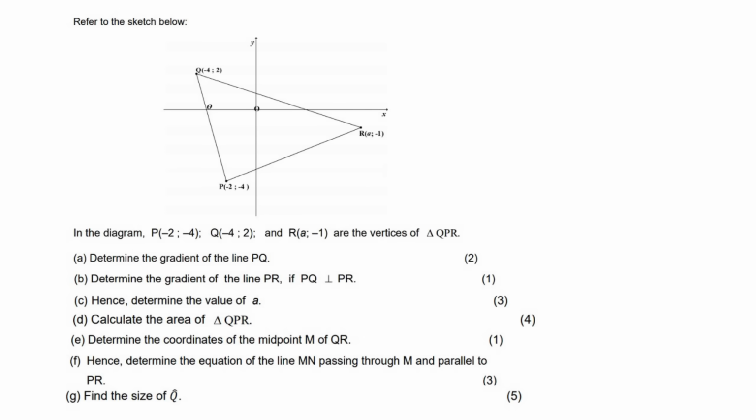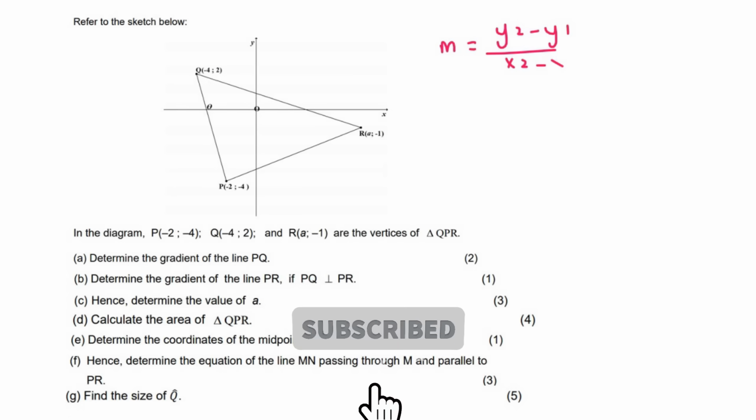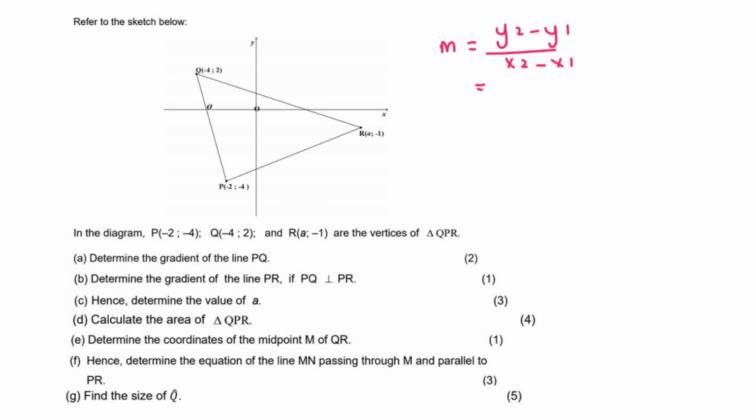Question A, determine the gradient of a line PQ. So we know that the gradient formula is y2 minus y1 over x2 minus x1. And so I'm just going to use these two points now and go fill that in. So that would be 2 minus minus 4 over minus 4 minus minus 2. Go ahead, work that out. And that'll give us minus 3.